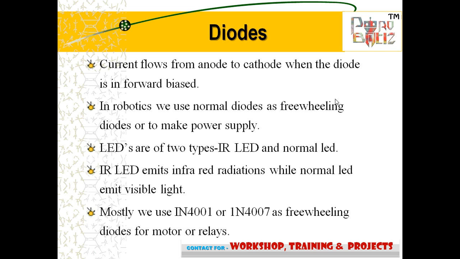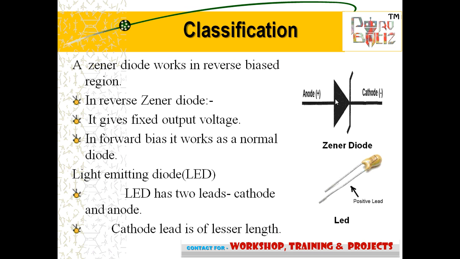In robotics, we use normal diodes as freewheeling diodes in power supplies. LEDs are of two types, that is IR LED and normal LED. IR LED emits infrared radiation while normal LED emits visible light. Mostly we use 1N4001 or 1N4007 as freewheeling diodes for motors or relays.